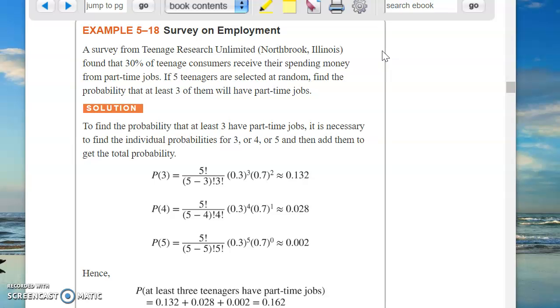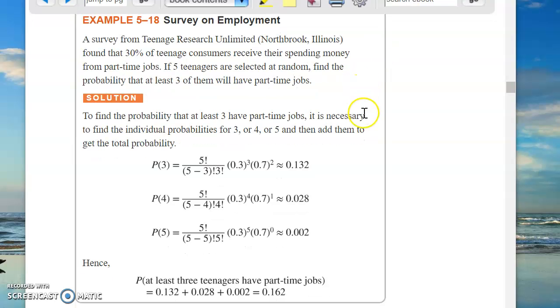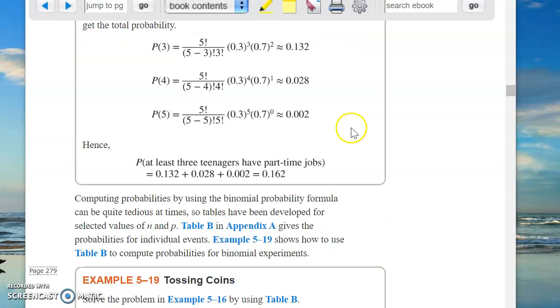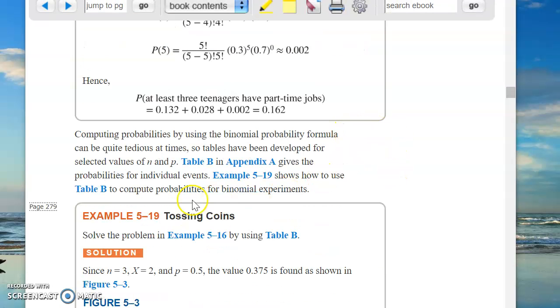And then you crank it out, and here's the numbers. And then you can add them up. After you add them up, that gives you 0.162. At least 3 teenagers have part-time jobs. You see, it's at least 3. So it's 3 or it's 4 or it's 5. So that's why you calculate each one of those and then you add them up. Okay, so this is, to say the least, a true statement here.